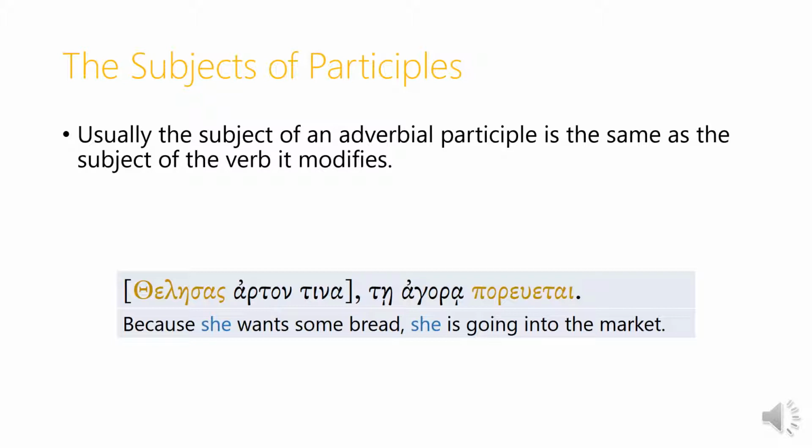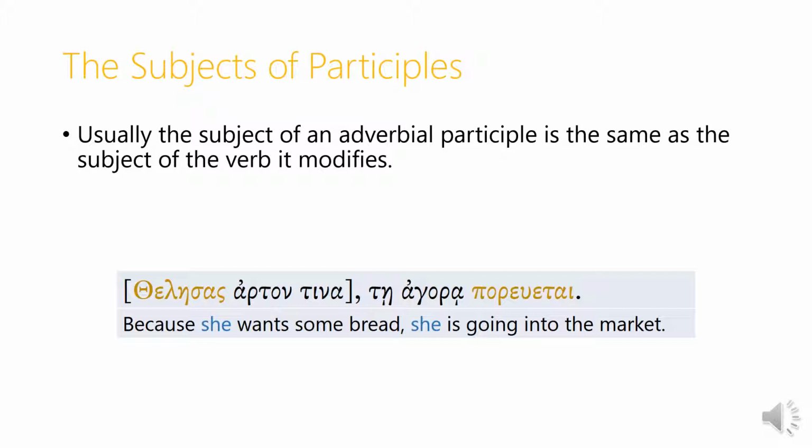So if we read Thelesas artontina, te agora poruetai. That would mean, because she wants some bread, thelesas, she wants, artontina, because she wants some bread, she is going into the market, poruetai, te agora. Now, because the participle thelesas is a regular nominative case adverbial participle, we presume that the she who went to the market is the same she who wants some bread.